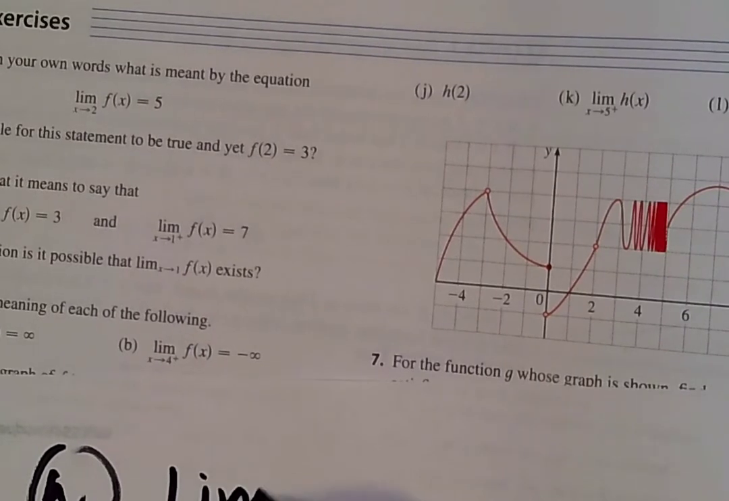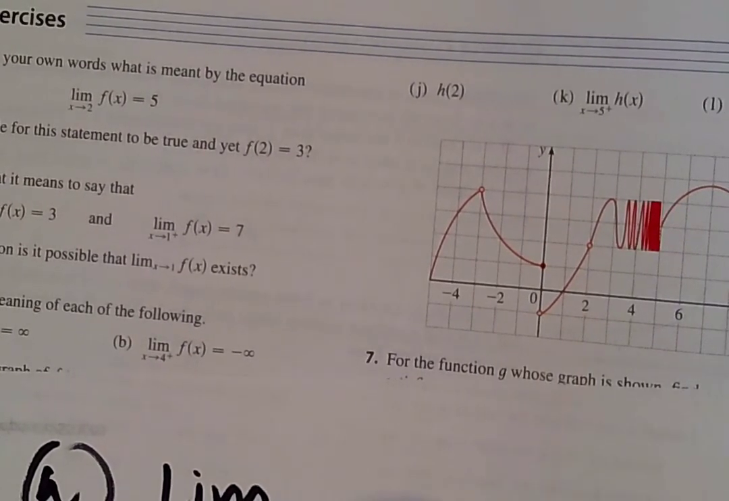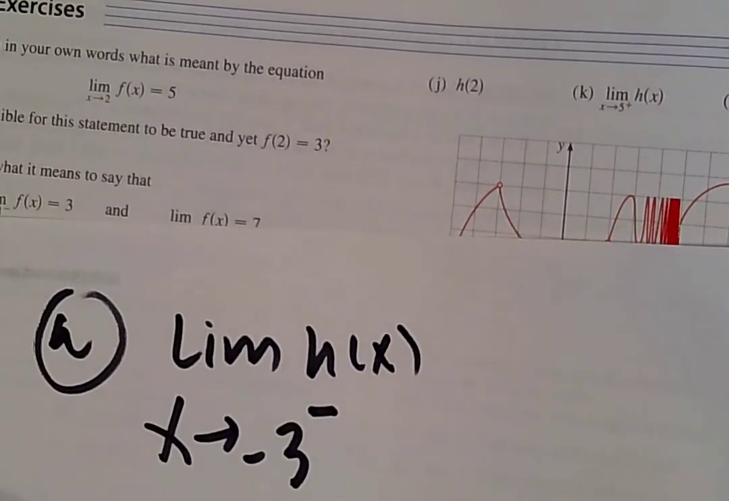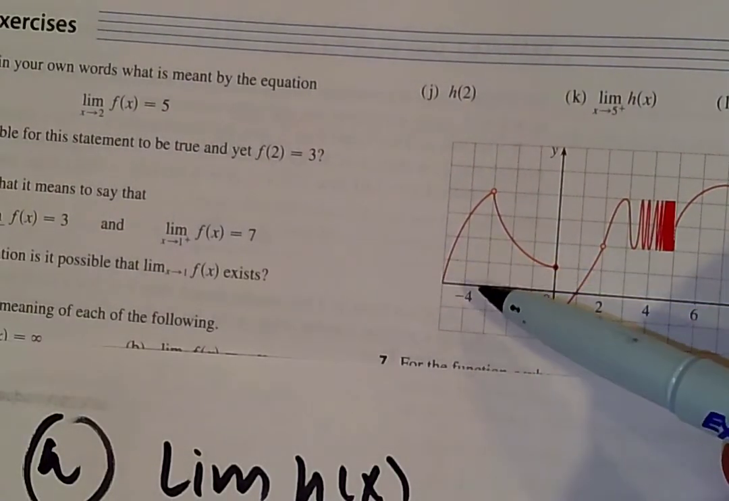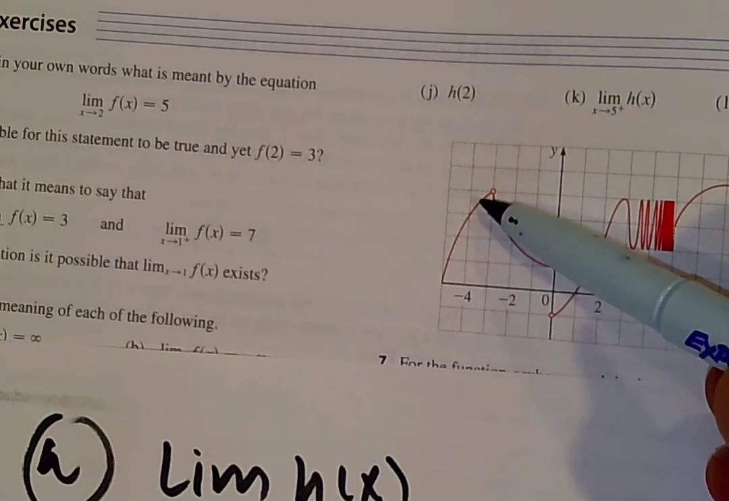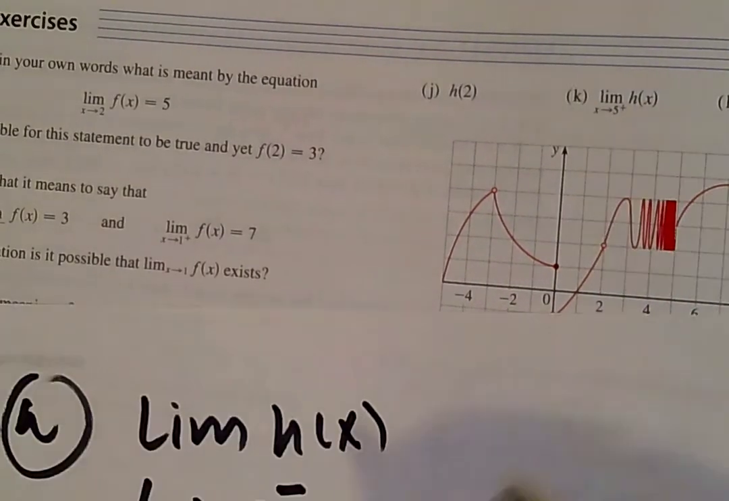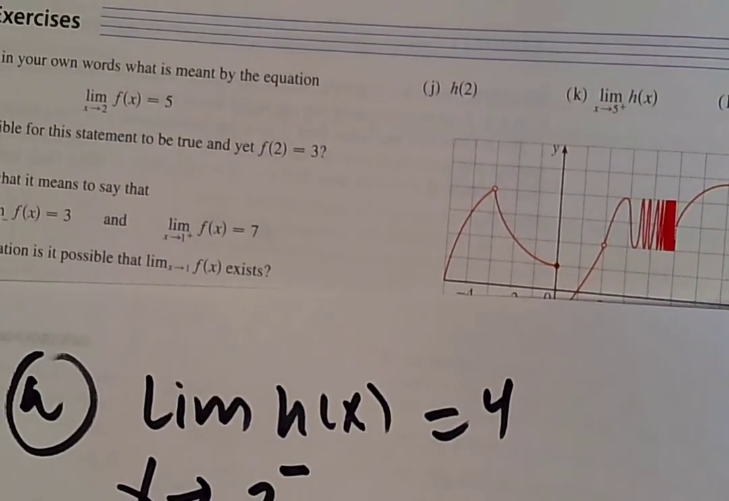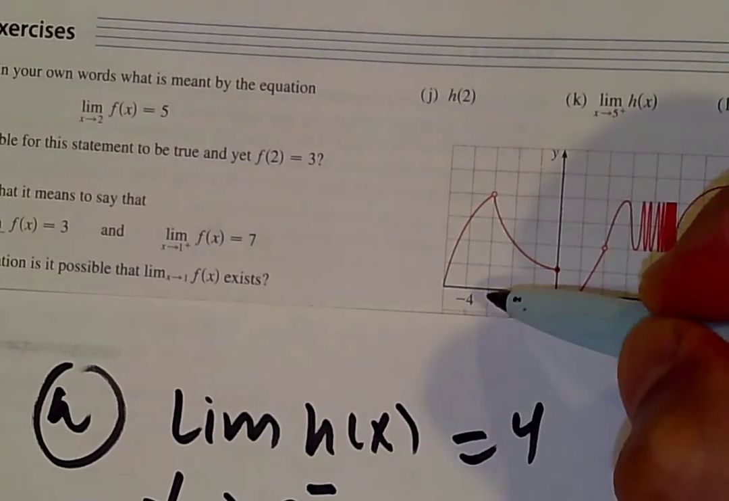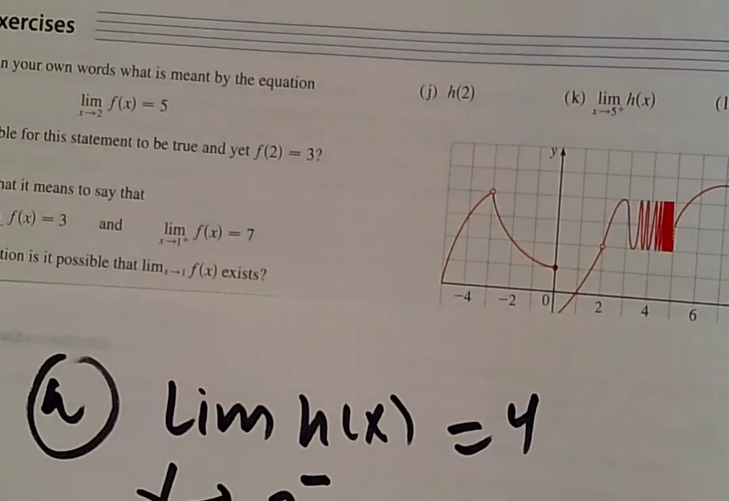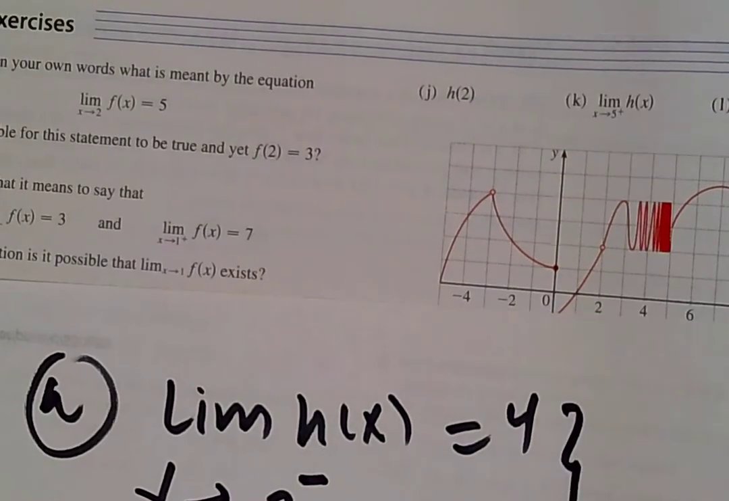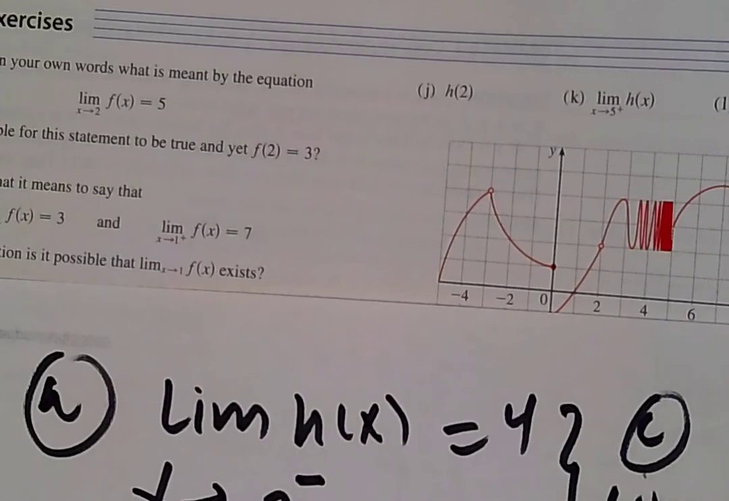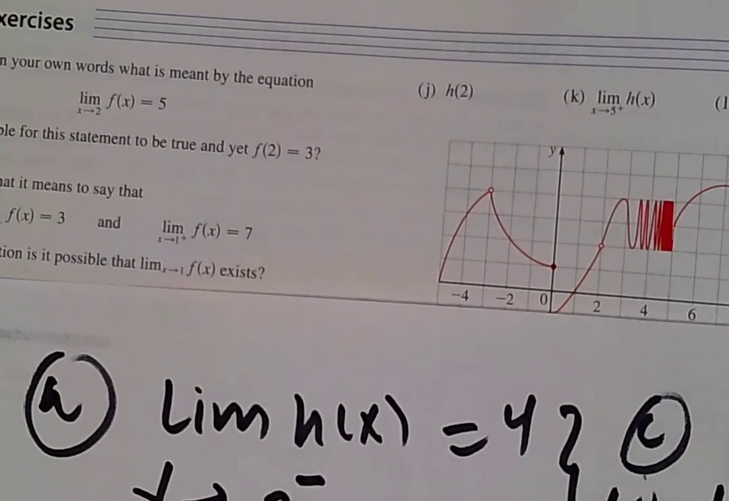The limit as x approaches negative 3 from the left of h of x. If you look at negative 3 right here, from the left, your y value is 1, 2, 3, 4. It's 4. And then part B, the limit as x goes to negative 3 from the right. Same thing, it's also 4. Since they both exist and they're equal, part C, the limit as x goes to negative 3 of h of x equals 4. Okay?